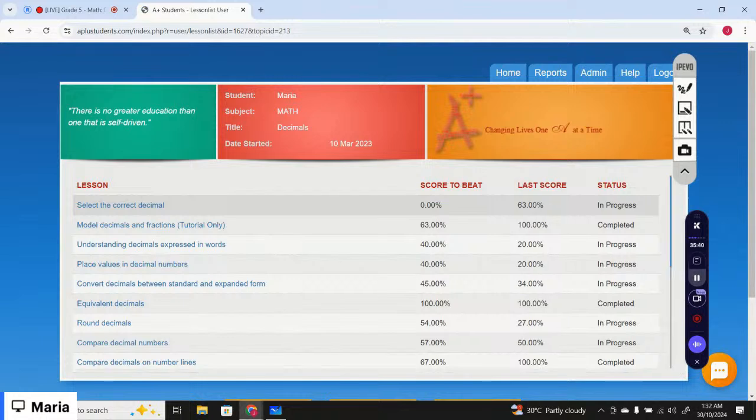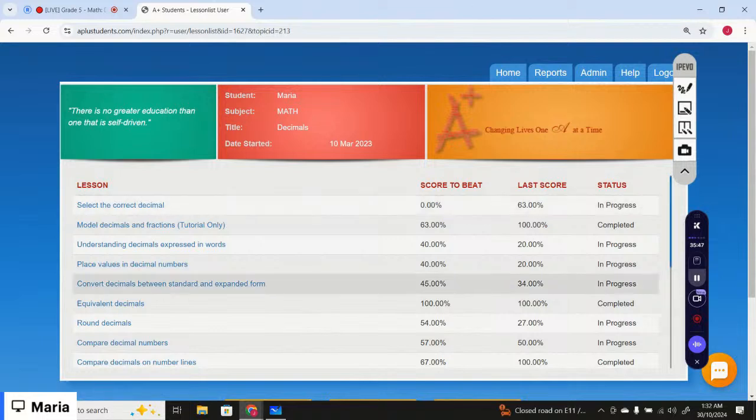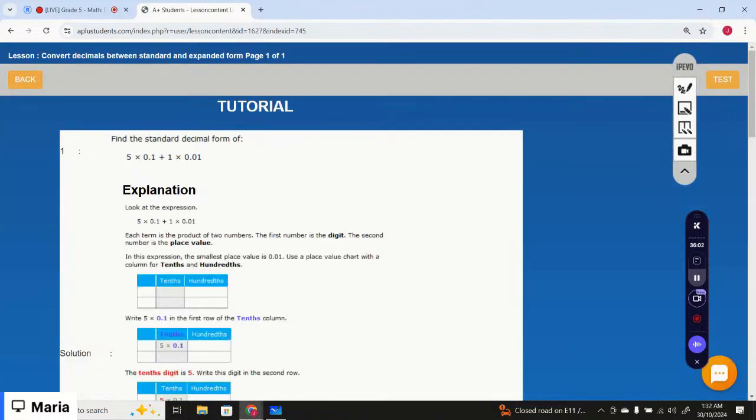The next lesson is convert decimals between standard and expanded form. Let's just start with the lesson. Find the standard decimal form of 5 times 0.1 plus 1 times 0.01.